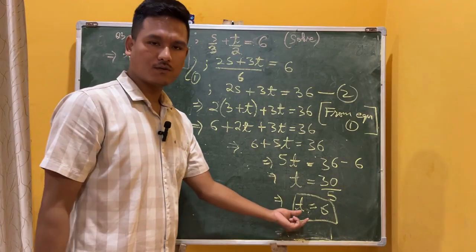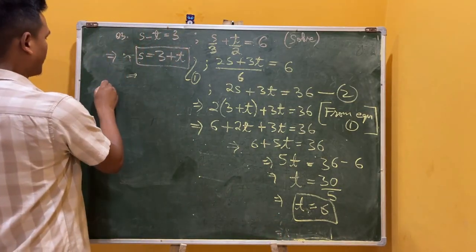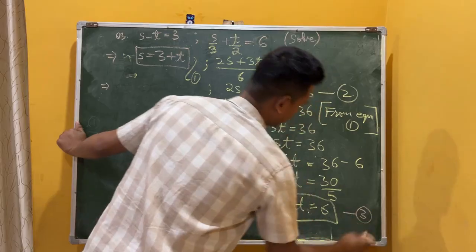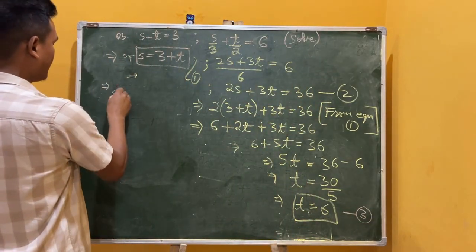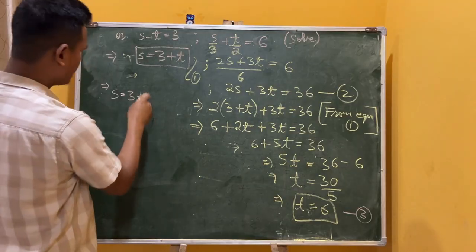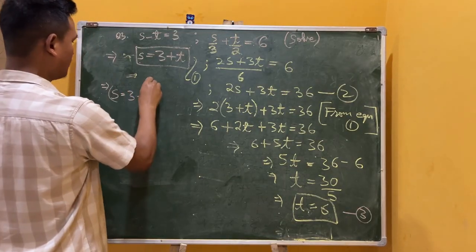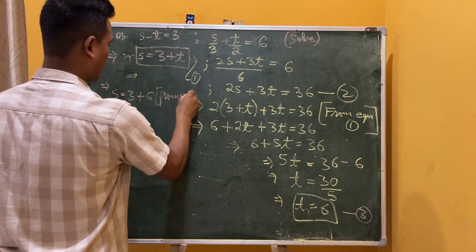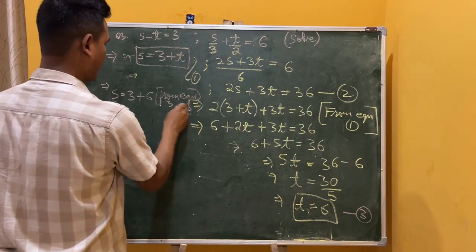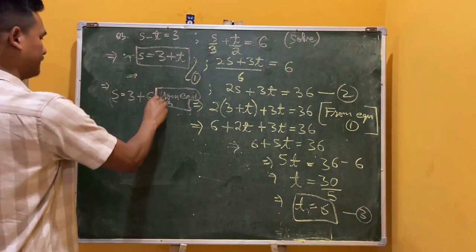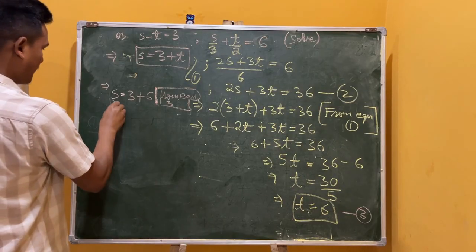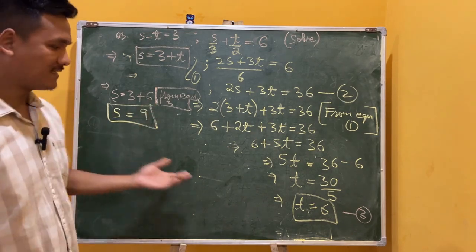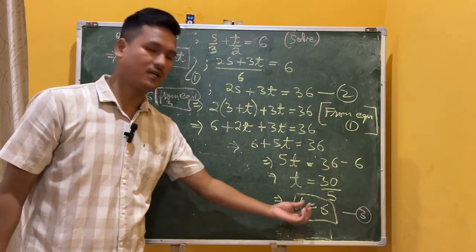So let's substitute the value of t over here. You can say this equation 3. So I can write this as s equals to 3 plus 6, from equation 3. All right. Therefore, s equals to 9. Hence, the values of s and t are s equals to 9 and t equals to 6.